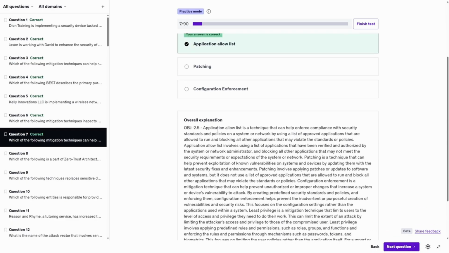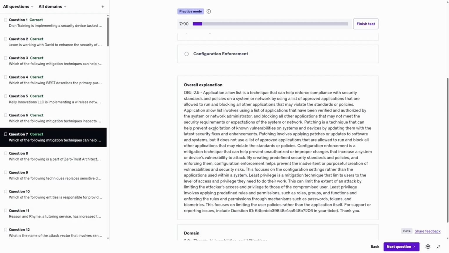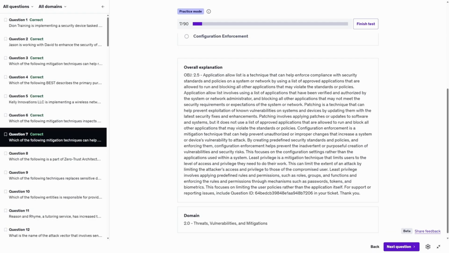All right. So the application allow list is a technique that can help enforce compliance with security standards and policies on a system or network by using a list of approved applications that are allowed to run and blocking other applications that may violate the standards or policies. I'll leave up the remaining answers for about 5 seconds if you guys want to read through all this.